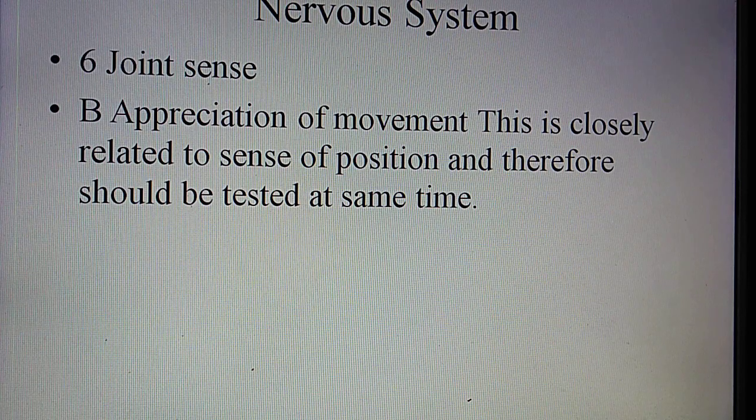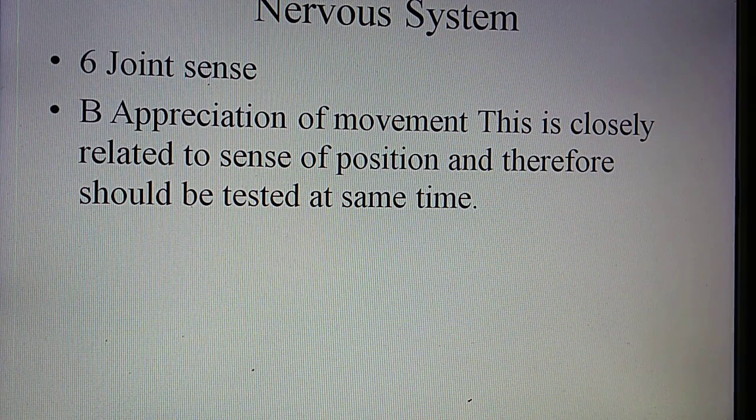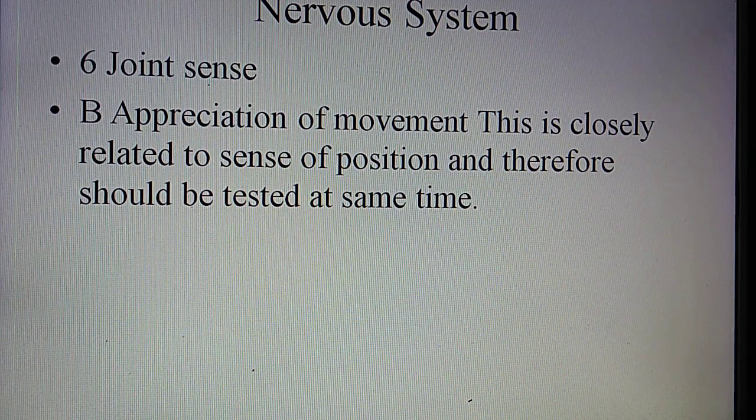Now another method to identify the sense of position is appreciation of the movement. This is closely related to the sense of position and therefore should be tested at the same time.